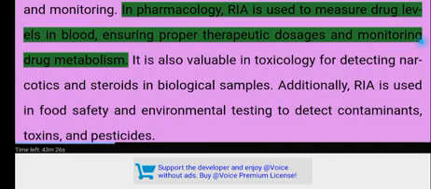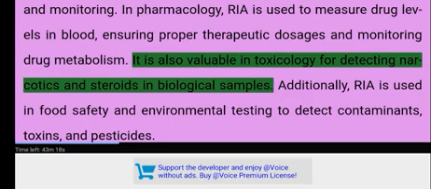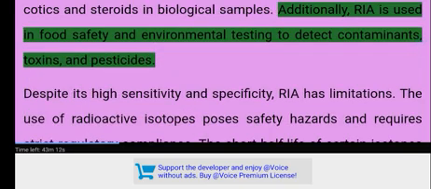diagnosis and monitoring. In pharmacology, RIA is used to measure drug levels in blood, ensuring proper therapeutic dosages and monitoring drug metabolism. It is also valuable in toxicology for detecting narcotics and steroids in biological samples. Additionally, RIA is used in food safety and environmental testing to detect contaminants, toxins, and pesticides.